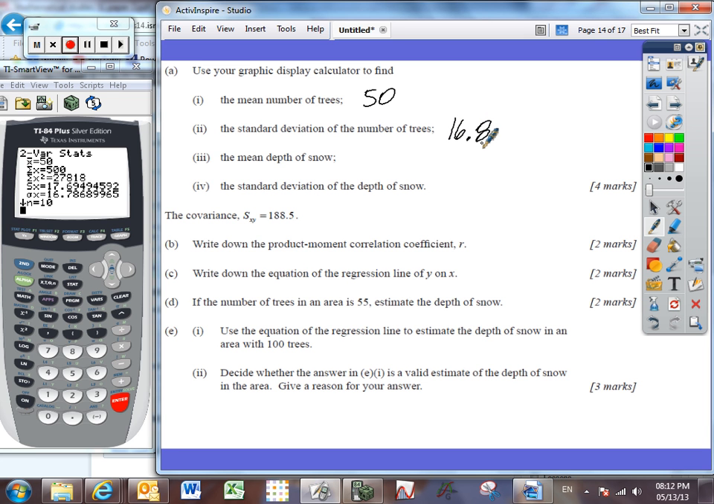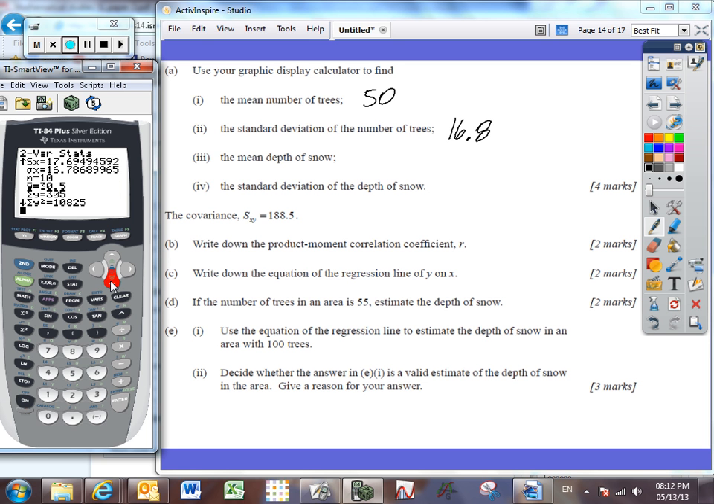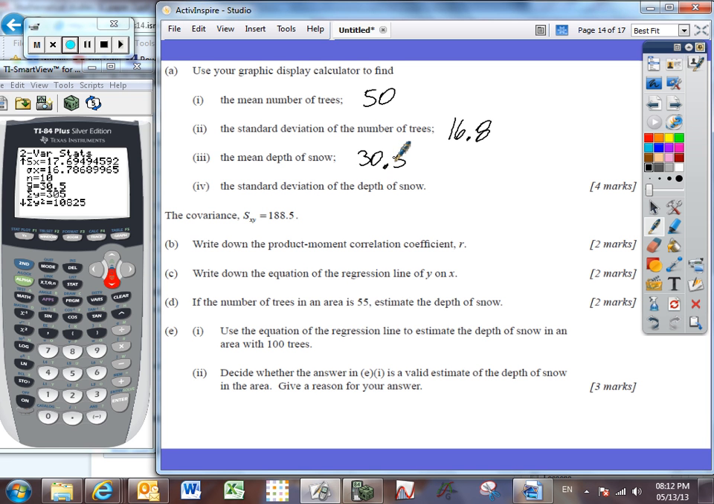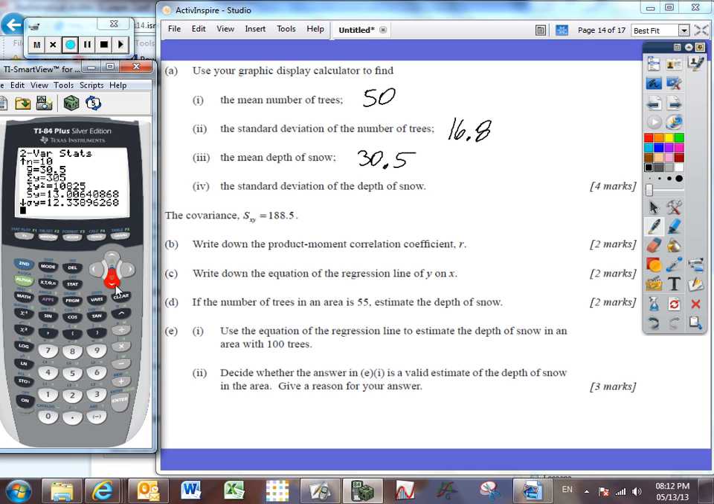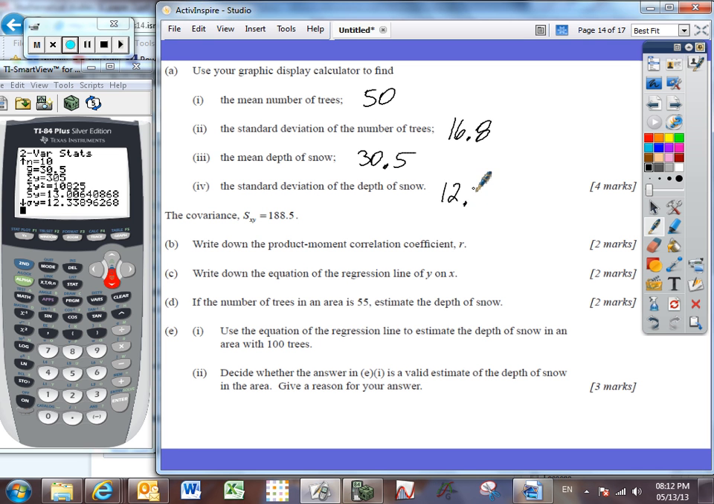The mean depth of the snow, so let's scroll down until we can see the y values. The mean of the y values is 30.5. And the standard deviation, if I scroll down to the standard deviation of y, the σy is 12.33. 12.3 if I round to 3 significant figures.